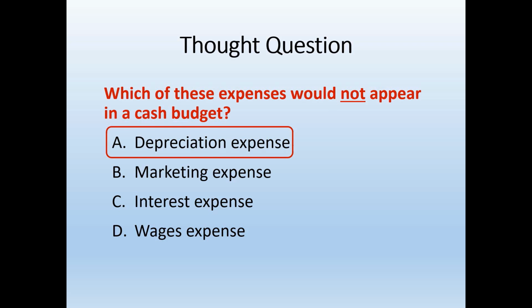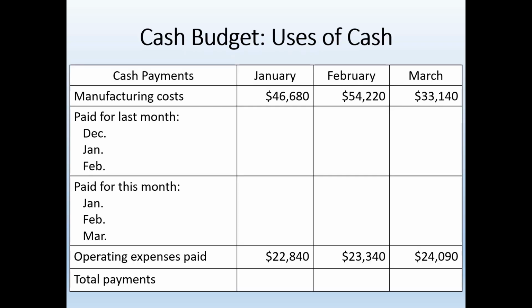That's right. Depreciation expense is removed from the cash budget because it's a non-cash expense. Now let's determine how much cash the firm needs in January, February, and March of next year to pay its bills.